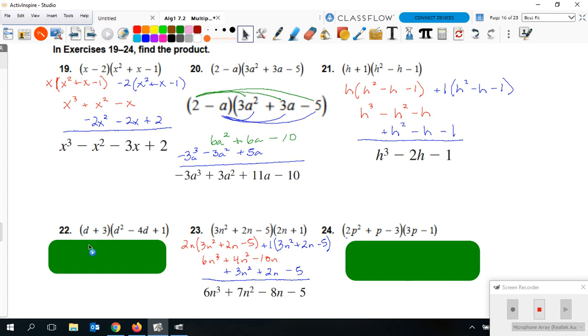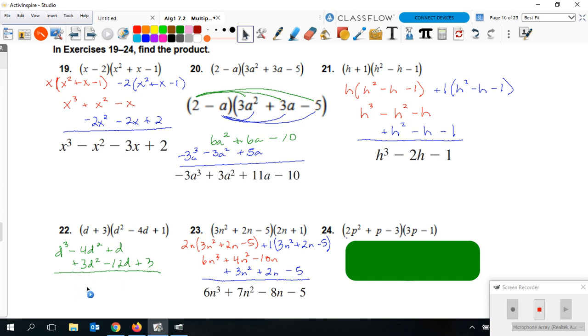All right, so number 22. So 22, you should be getting this here. When you're multiplying d times this trinomial, you're getting d to the third power, negative 4d squared, then plus d. And then when you multiply 3 times the trinomial, you're getting 3d squared minus 12d plus 3. And you line up your like terms. That's just, I think, the helpful thing to do.